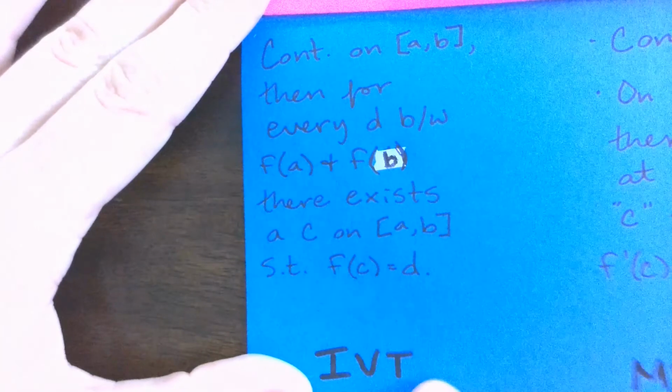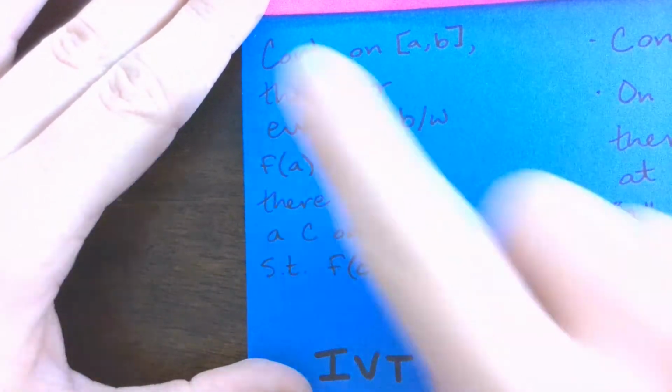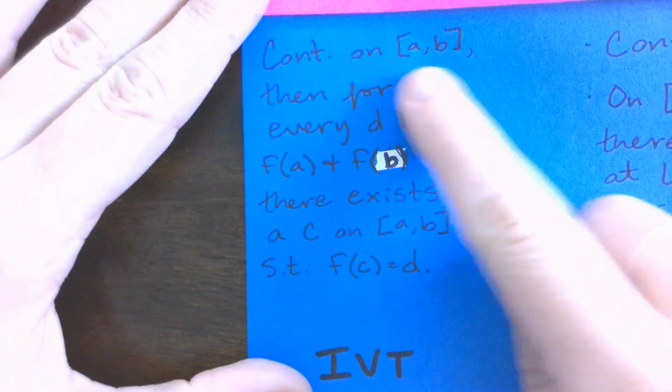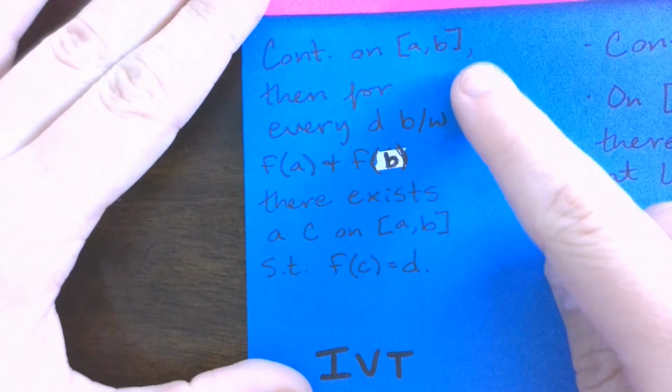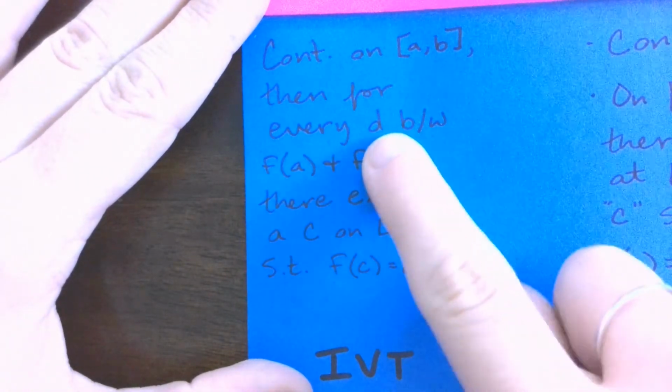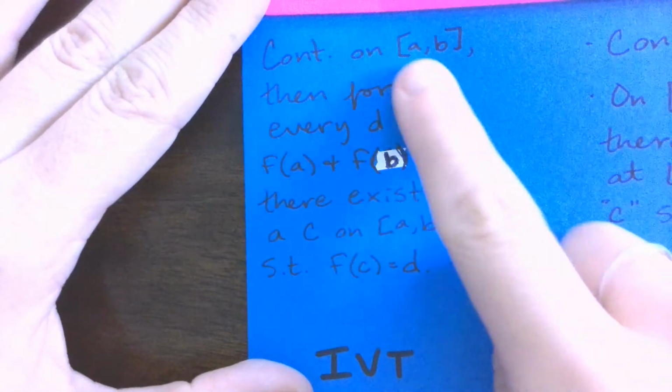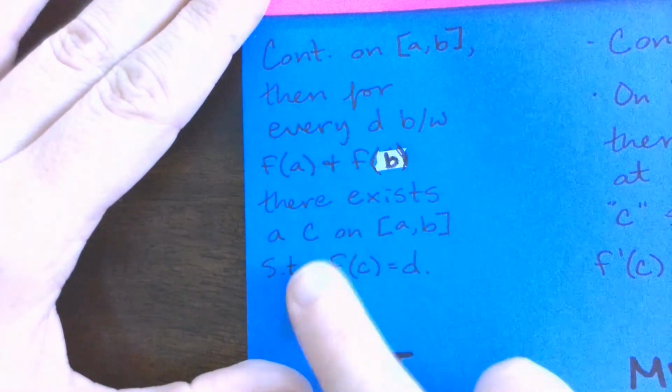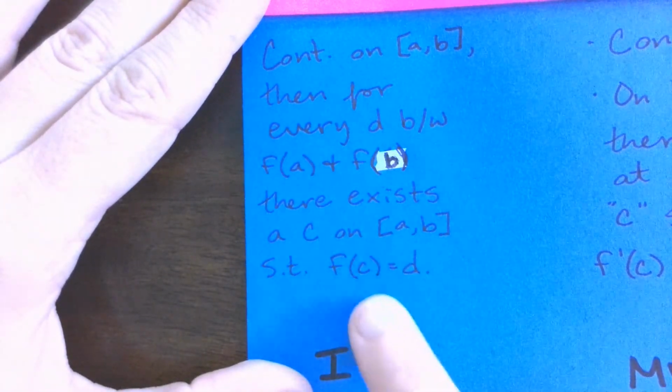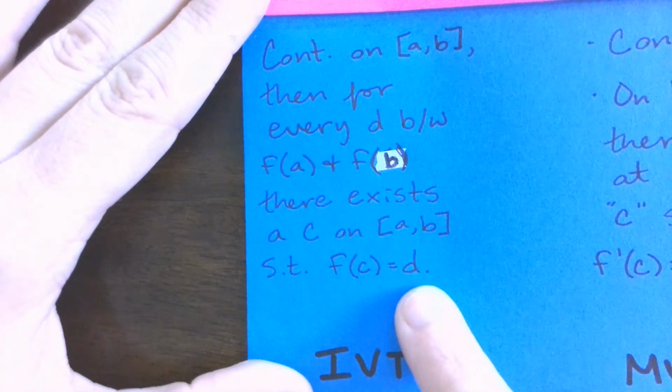So starting with the intermediate value theorem, where we have to have continuity on whatever interval we're talking about, and then it just says that for every value d between f of a and f of b, our endpoints, there exists a c such that f of c equals d.